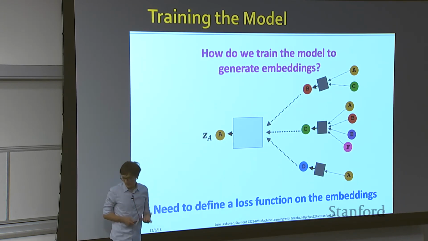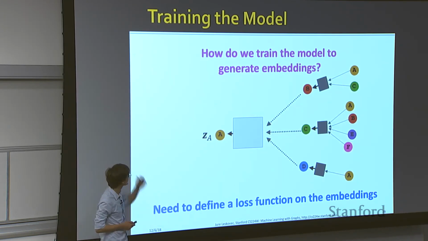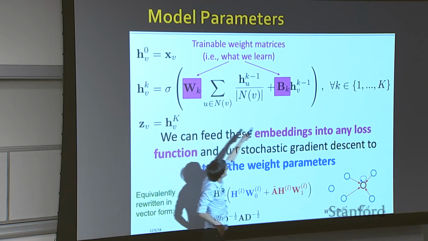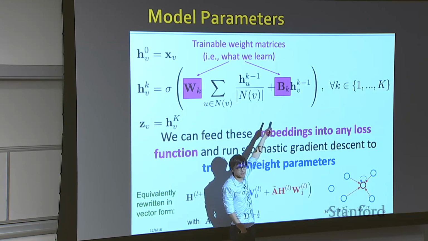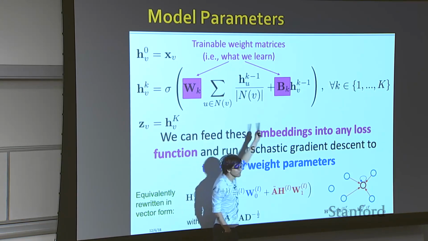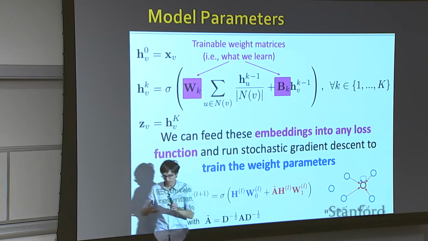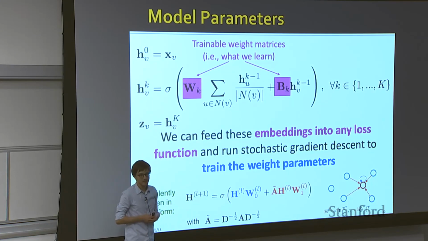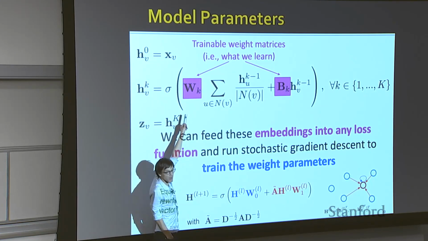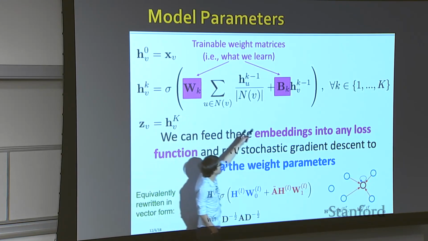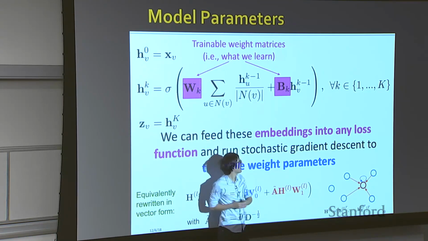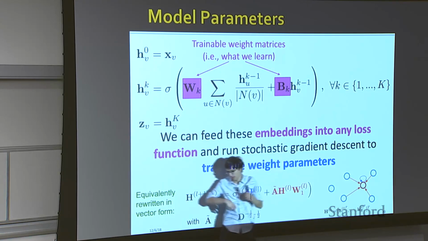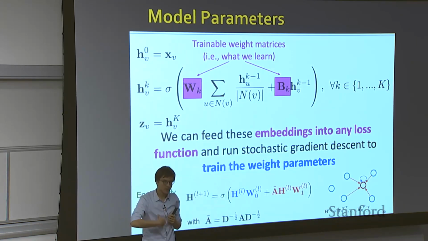We need to now define the loss on how to train these embeddings. What are we trying to learn? We are really trying to learn these two parameter matrices, W and B. These parameter matrices are here to do the transformation. And the trade-off between these two parameter matrices is, for example, if W is all zeros, then I'm not learning from my neighbors. I'm only taking my own features and transforming them, so this would be just like a multi-layer transformation of my own features.